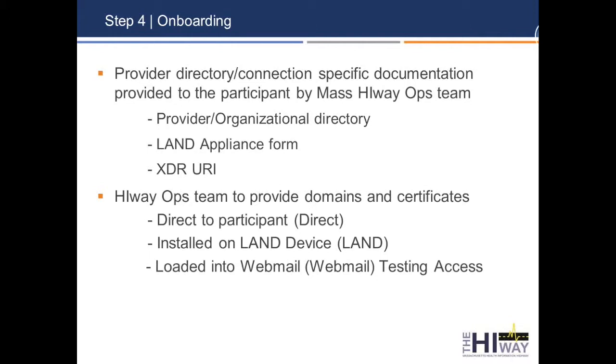So we do transport with at direct.sitename.masshiway.net in our production environments, and in our testing environments, we transmit with at direct.sitename.masshiway.stage.com. So what we'll do is load your provider and organizational information to create the certificate, and we will supply that certificate to you either attached to your webmail account, loaded on your LAN device, or we will provide it to you directly for your direct connection.